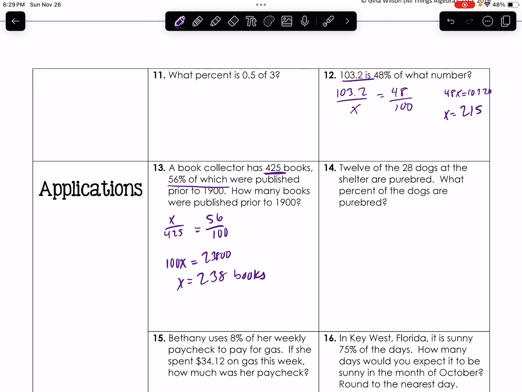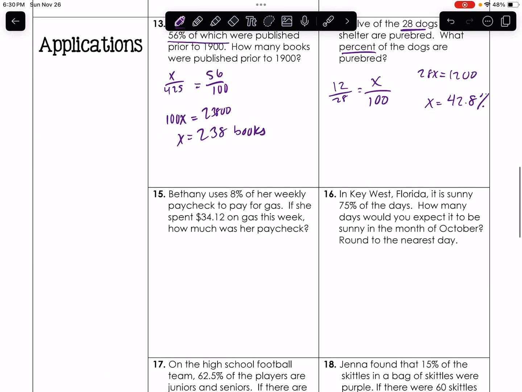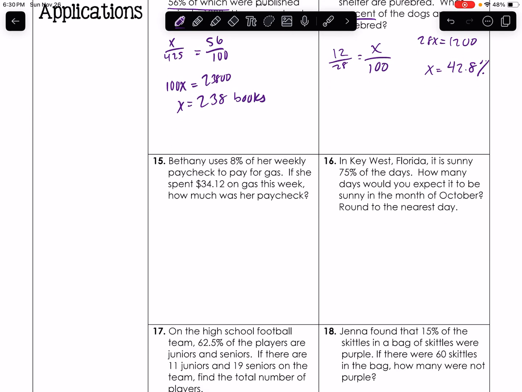Number 14, 12 of the 28 dogs. So 28 is a total. 12 is a portion of that 28. They are purebred. What percent? So we're looking for percent, which is always over 100, of the dogs are purebred. So we're going to cross multiply and divide. Okay, it's about 42.8%.